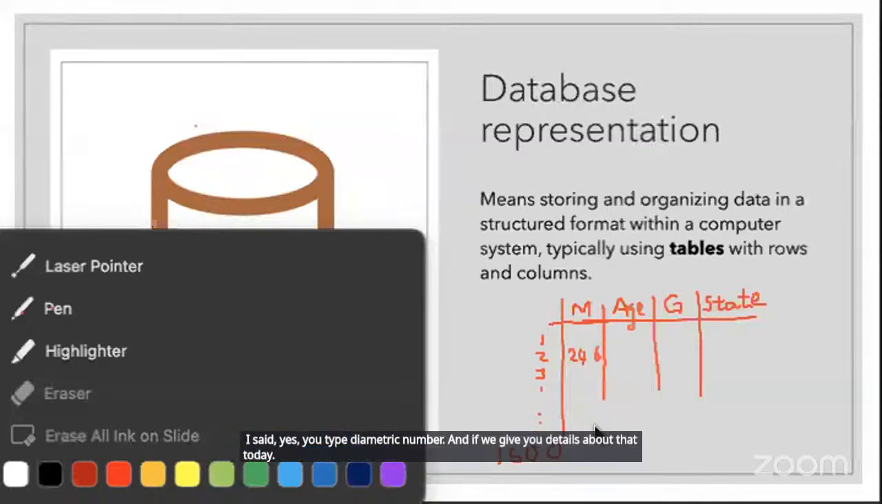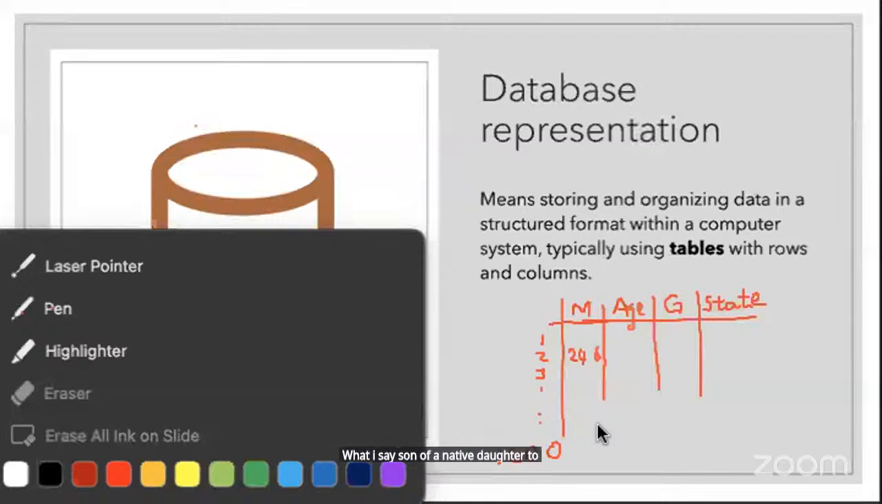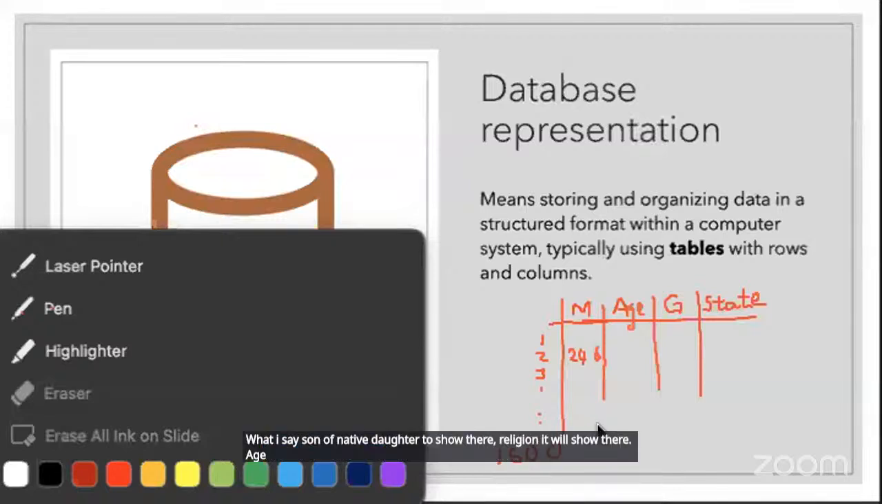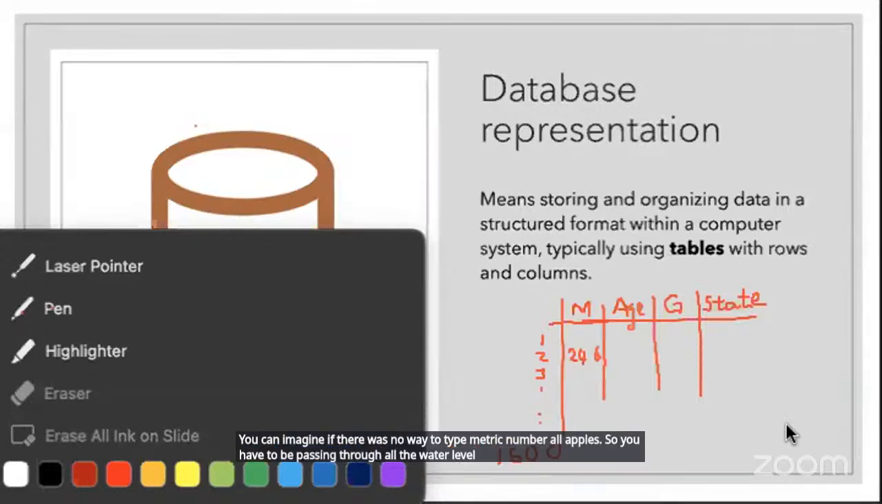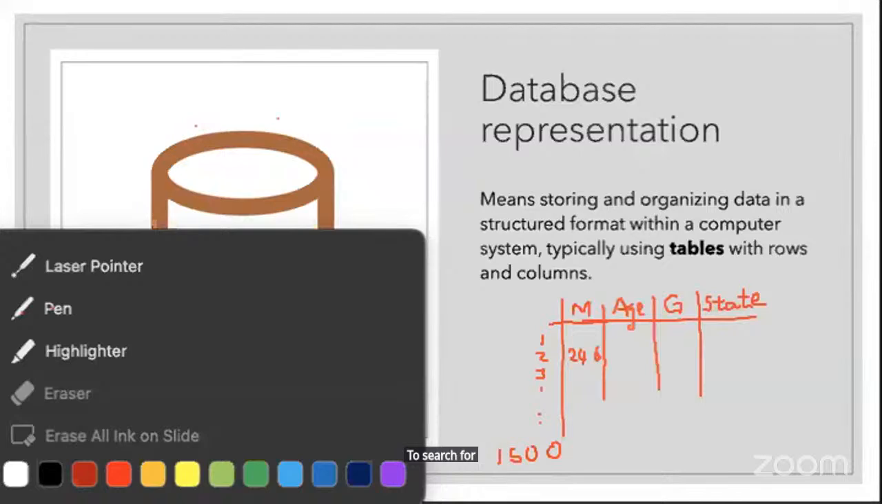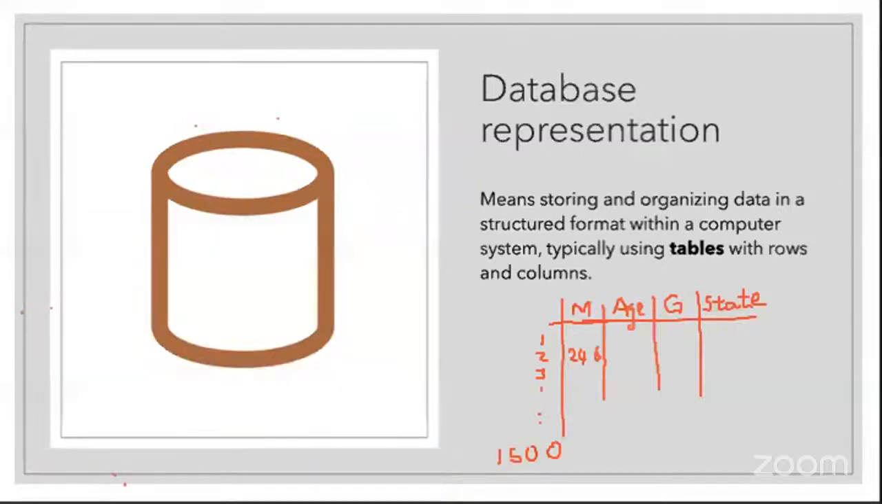Whether it's a son of a native doctor, it will show there. The religion, it will show there. Age will show there. Gender will show there. Whether you're on rustication, it will show there. Everything about the student will show there. So you see, it's so easy because it's in the form of a table. You just type matric number. You can imagine if there was no way to type matric number, what will happen? You would have to be passing through the 1,500 students to search for the person you are looking for. All right, so that's about database.